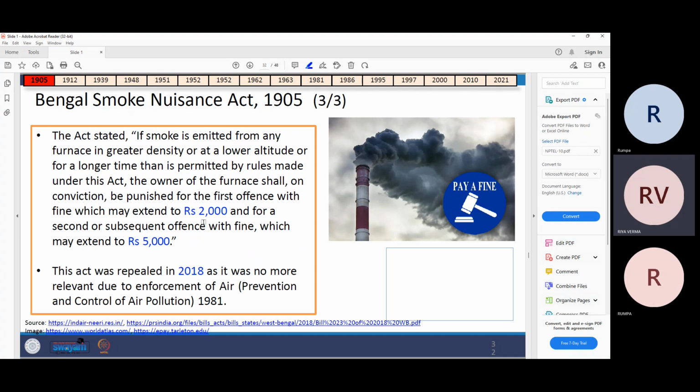Then this act was repealed in 2018 as it was no more relevant due to enforcement of the Air Act. So this act was founded in 1905, and it was carried on till 2018.